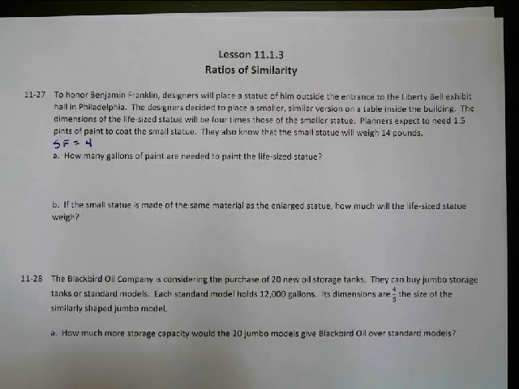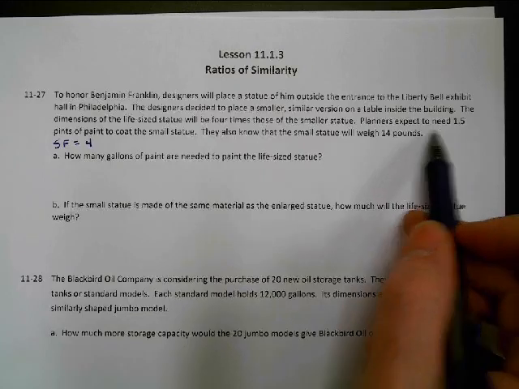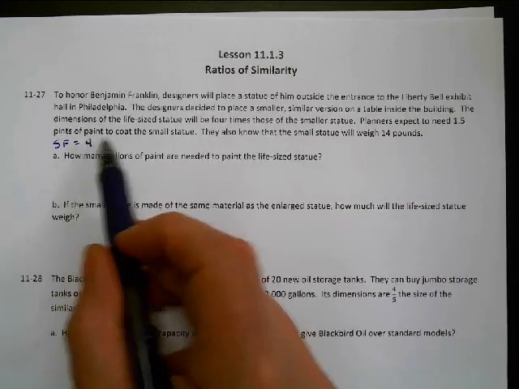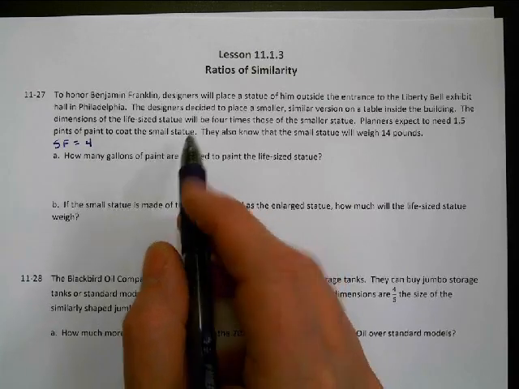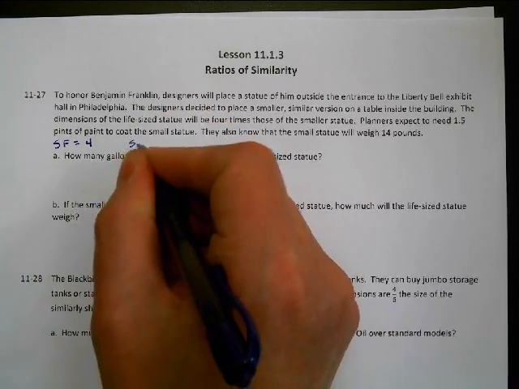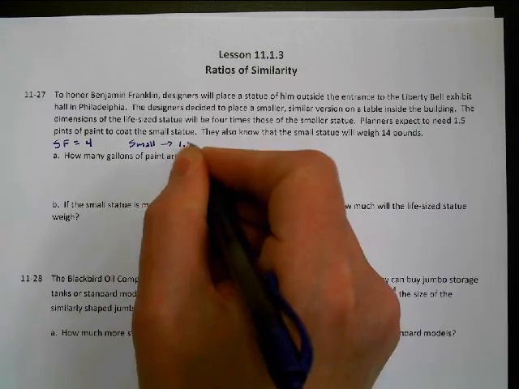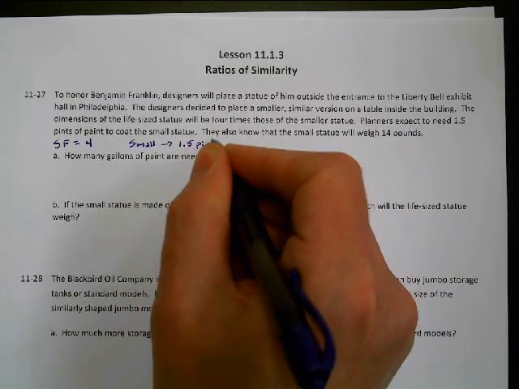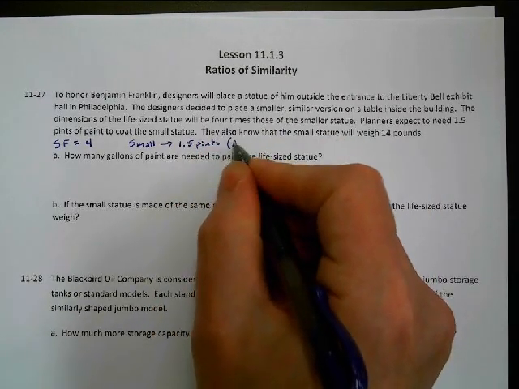All right, so next part. The planners expect to need 1.5 pints of paint to coat the small statue. Now that's going around the outside. So the small statue needs 1.5 pints of paint. And that's going on the outside, so that represents the area.